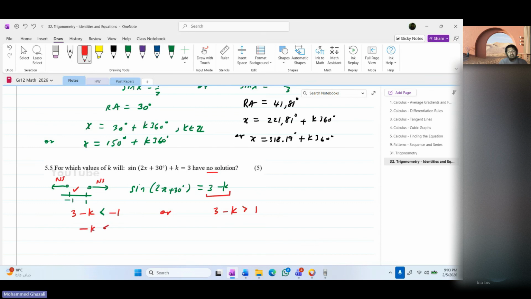So negative k is less than -4. K is greater than 4. Dividing both sides by negative, change the inequality. Negative k is greater than 1 minus 3, which is -2, or k is less than 2. So if the value of k is less than 2 or the value of k is greater than 4, then it will have no solution.